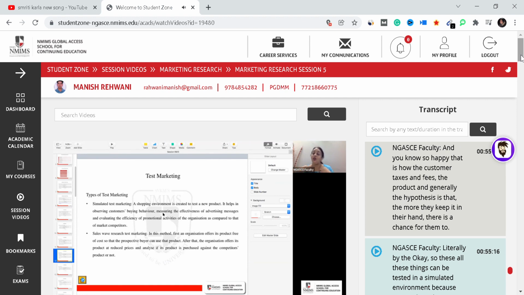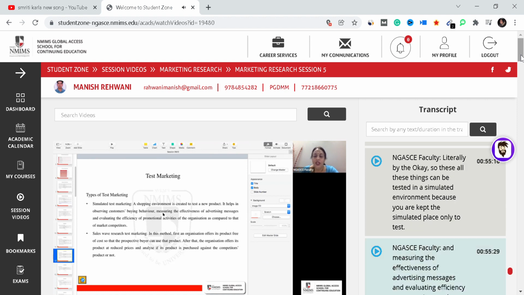Okay. So all these things can be tested in a simulated environment because you have kept the simulated place only to test. And measuring the effectiveness of advertising messages and evaluating efficiency. So measuring the effectiveness of an advertising message was just checked for Yakult, right?